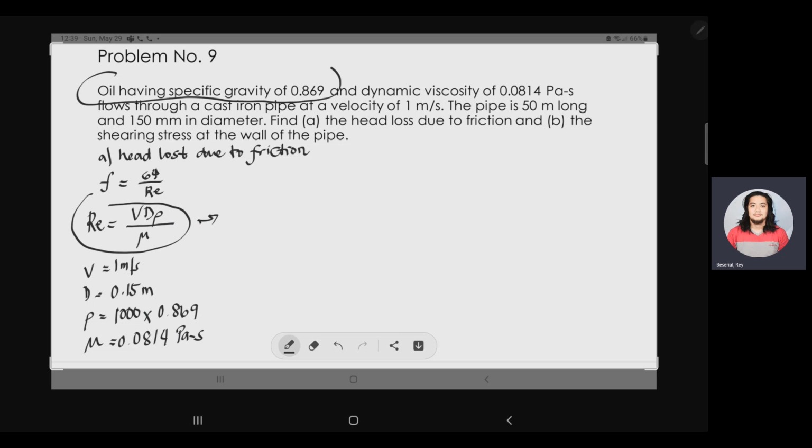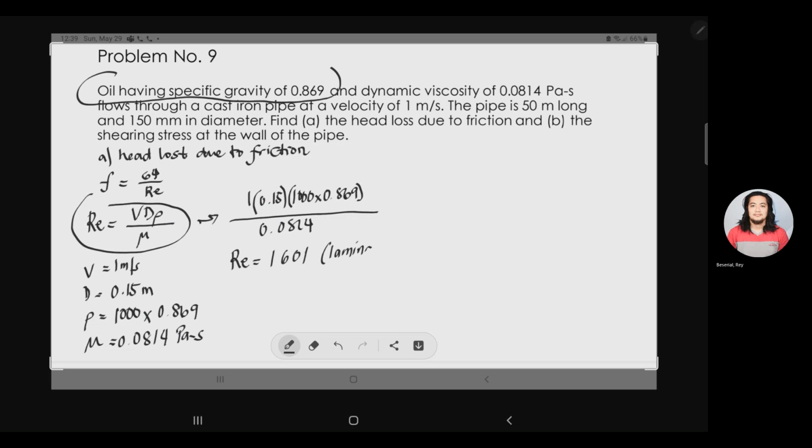So lahat na to, meron na tayong mga data. So ipang-input na natin para makuha natin ang ating Reynolds number. So 1 times 0.15 times 1,000 times the specific gravity of 0.869 over yung ating dynamic viscosity na 0.0814. So ang ating RE, ang value is 1,601. So this flow is laminar, di ba? Okay. Next, kunin natin yung ating friction. So, 64 over RE na 1,601. So, meron tayong friction value na 0.04.